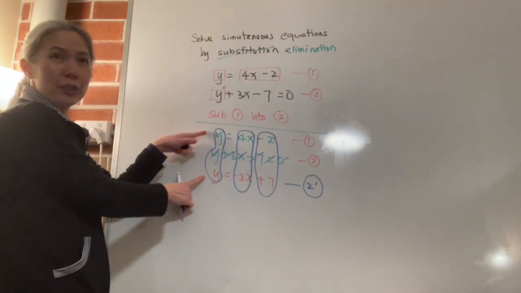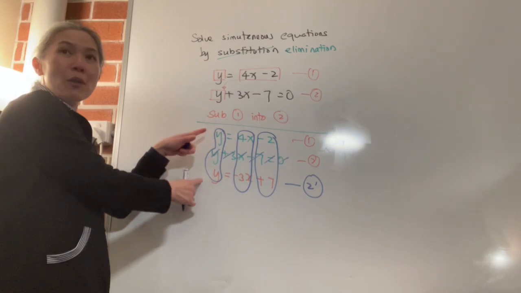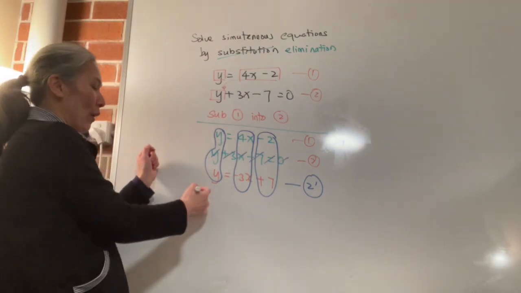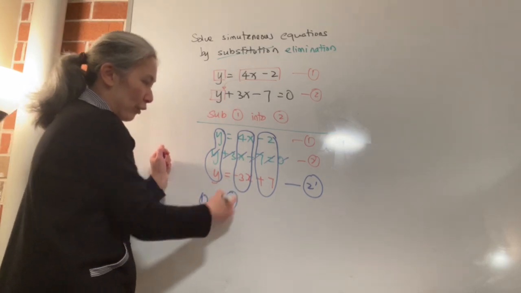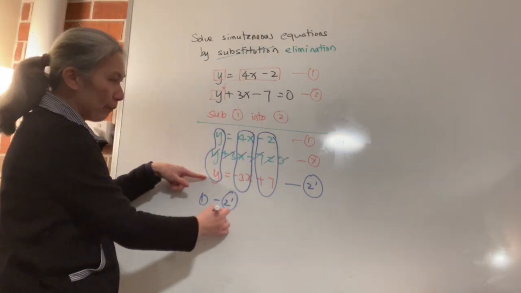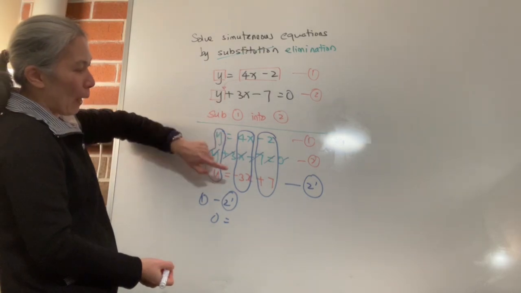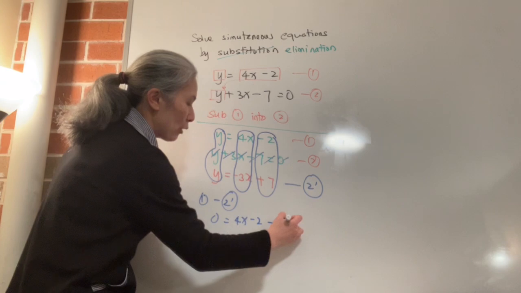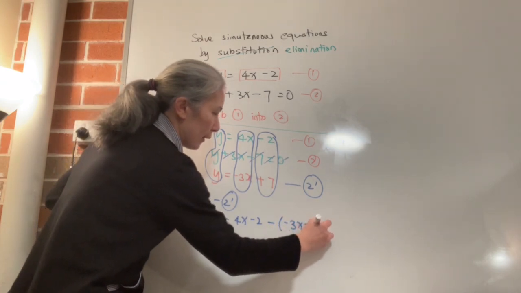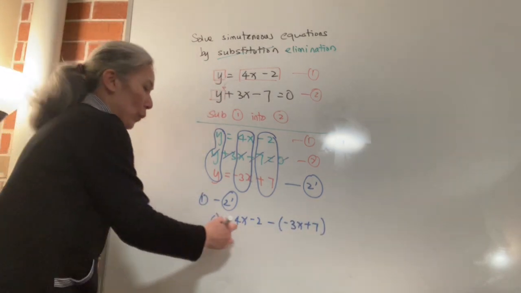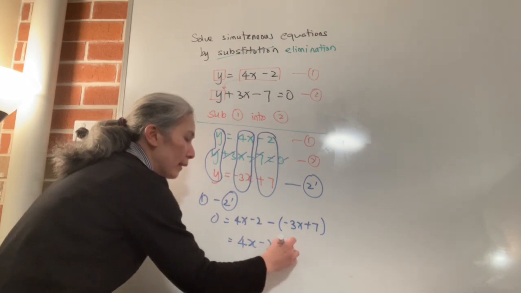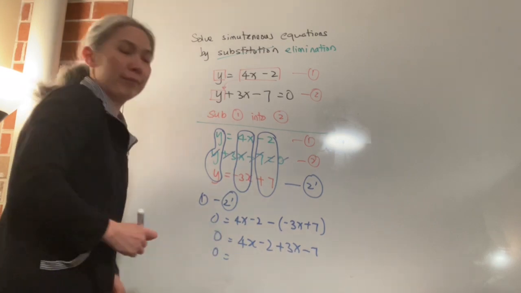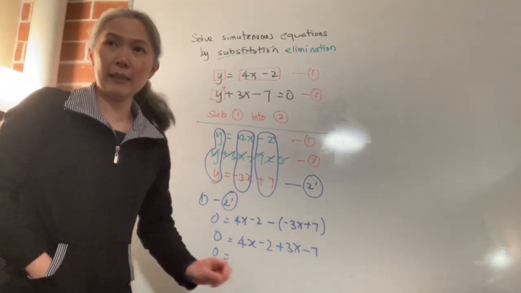So to eliminate those two, do I need to do minus or plus? If I minus them, I'm going to take 1 minus 2 dash. So y minus y, I get 0. Then I have 4x minus 2 minus, make sure you have the bracket. And then you expand your equations. Then you keep working out. And then the rest you should be able to work out nicely.